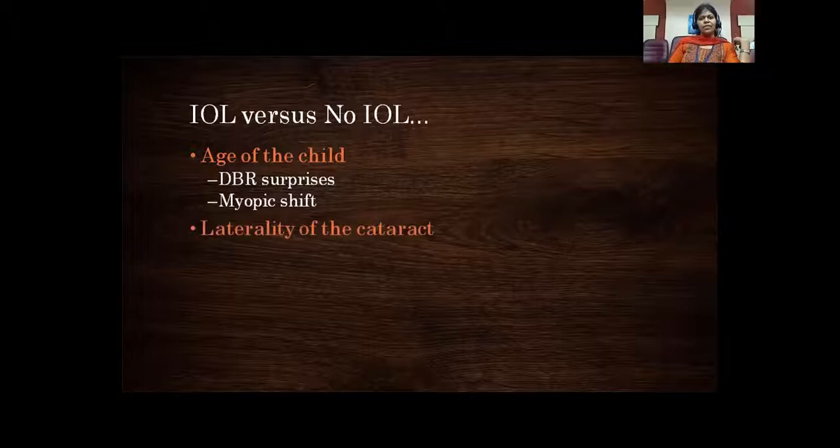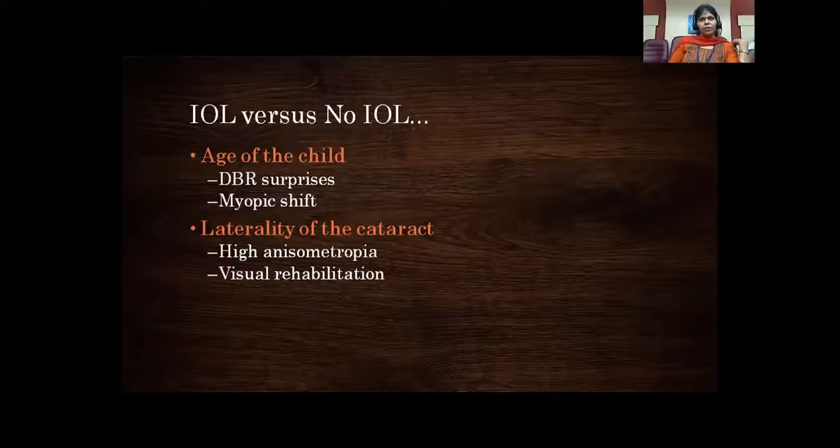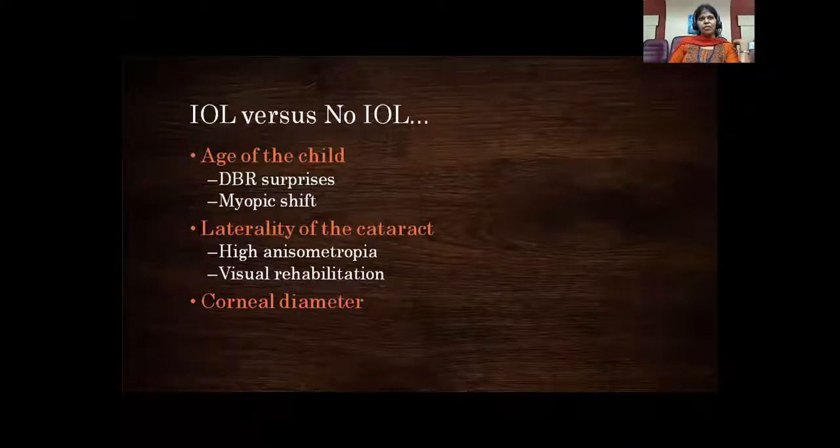And laterality of the cataract: when you operate on a child with a cataract and leave the child aphakic, you are producing a huge anisometropia. So we have to weigh the pros and cons of leaving a child aphakic versus the risks involved in primary intraocular lens implantation, because visual rehabilitation for unilateral aphakia is very challenging. The diameter of the cornea is a criterion we have to consider for intraocular lens implantation in infants, as well as axial length. So these are the criteria we need to look into when we plan an intraocular lens as a primary procedure during the cataract extraction.